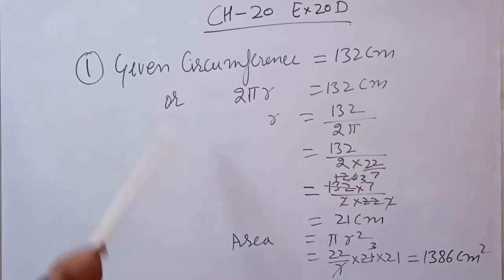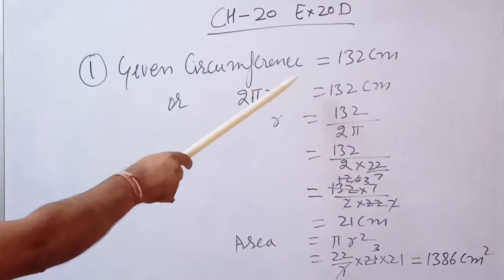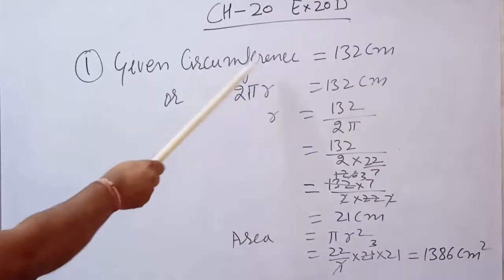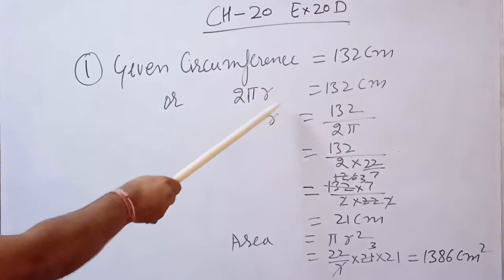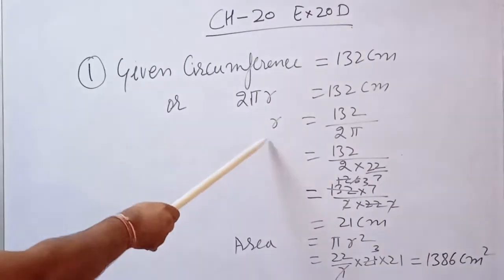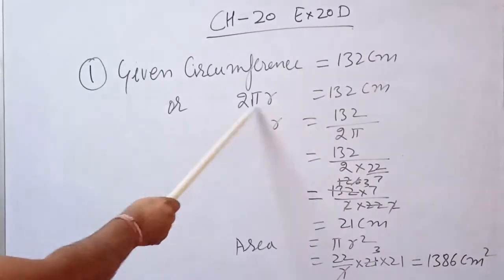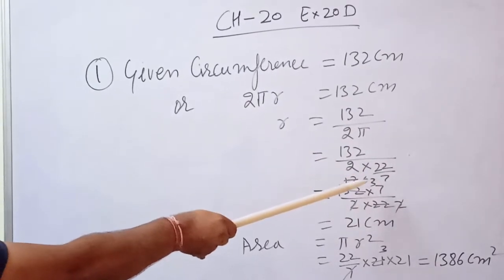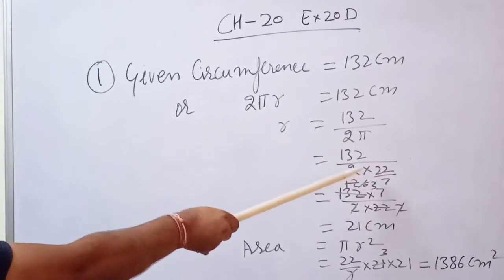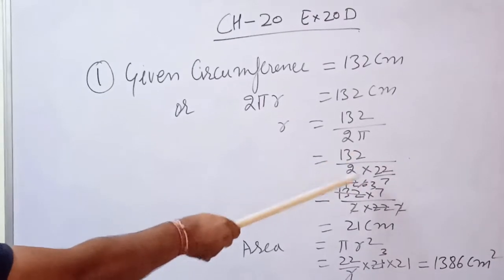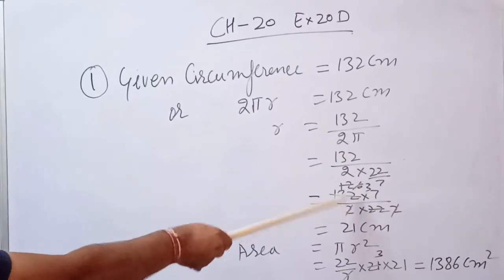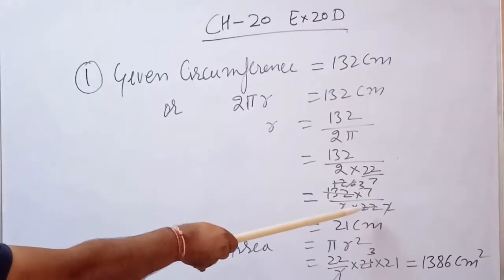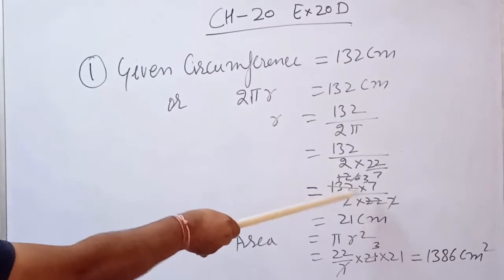So let's take the given circumference equal to 132 centimeter, and the circumference we know is 2 pi r, so 2 pi r equals 132 centimeter. r equals 132 upon 2 pi. We will divide the 132 by 2 into the value of pi, that is 22/7. 7 will go in the numerator, multiplied with 132, and 22 will remain in the denominator. So that is the calculation we have.